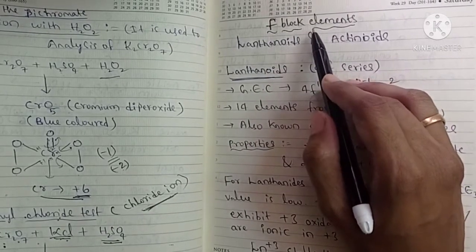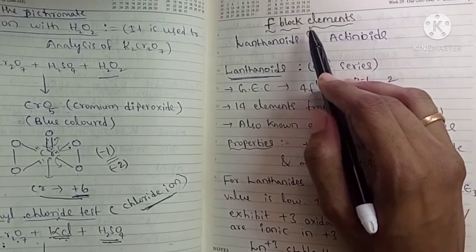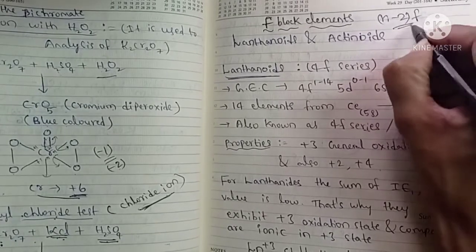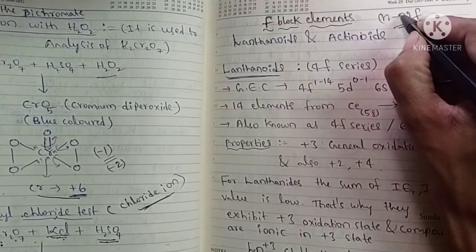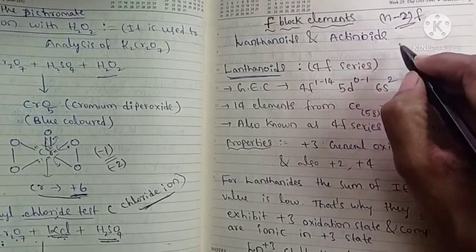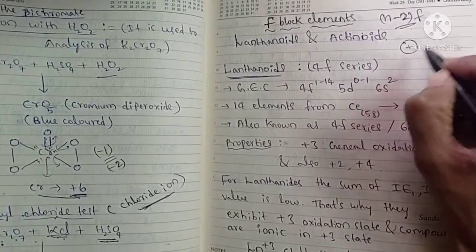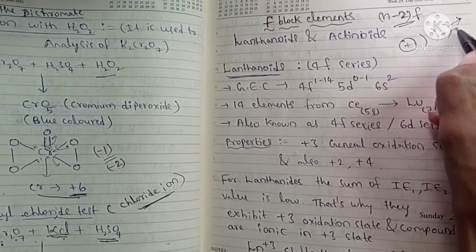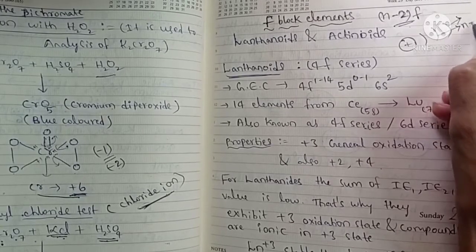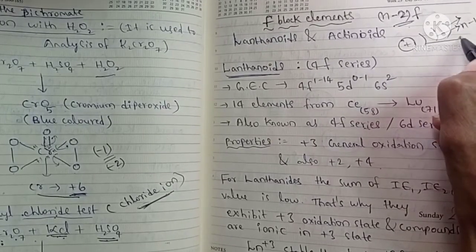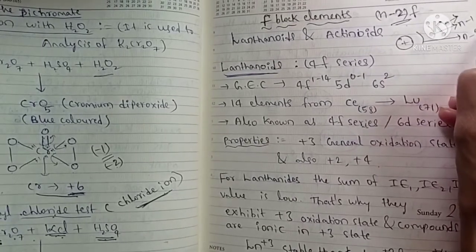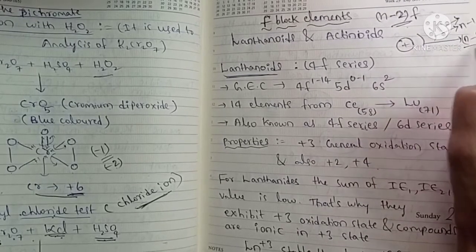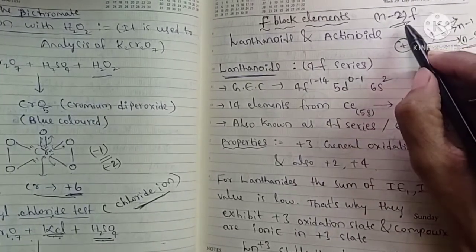The elements in which the last electron or differentiating electron enters into the (n-2) f shell. So this is called the antepenultimate shell, meaning the shell before the penultimate shell. For example, if this is the nucleus and these are shells, this is called the outermost shell, this is called the penultimate shell, which is n-1, and this shell is called the n-2 shell. So the differentiating electron enters into the antepenultimate shell in f-block elements.